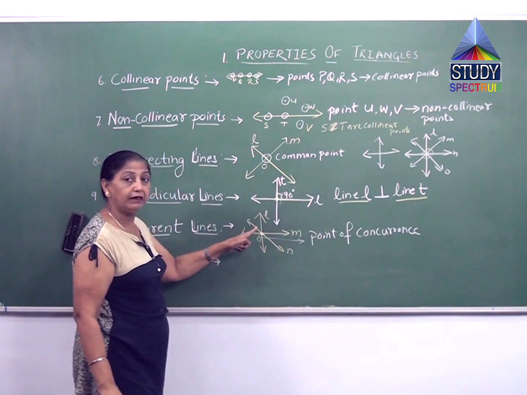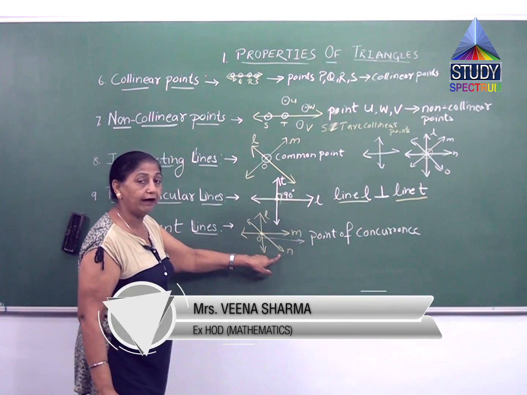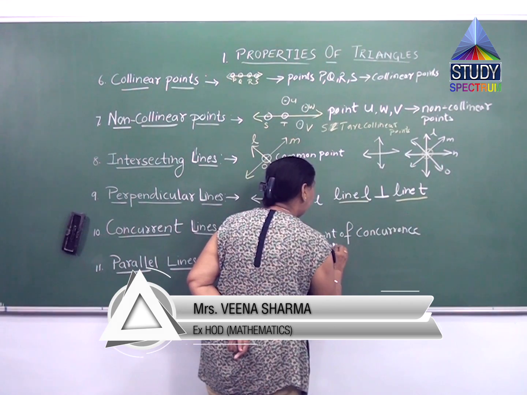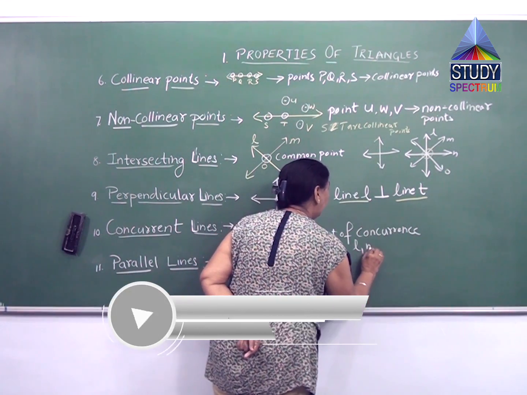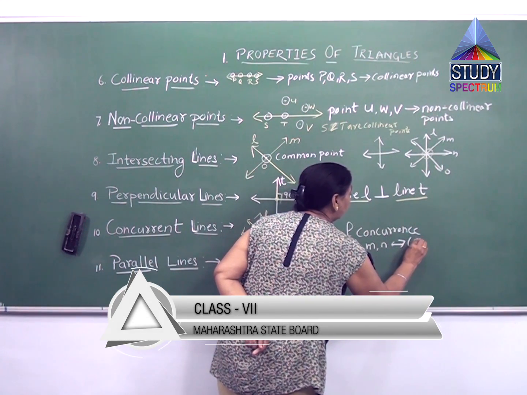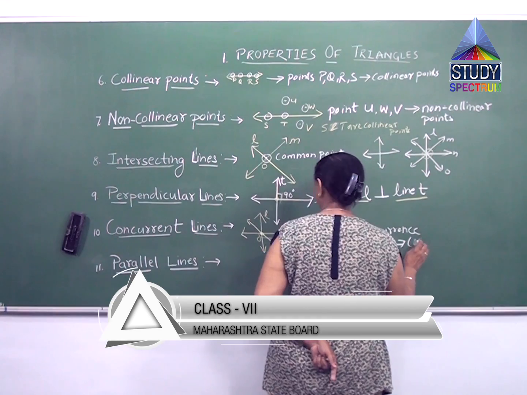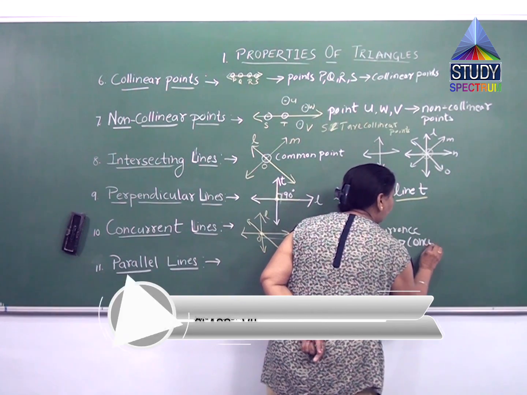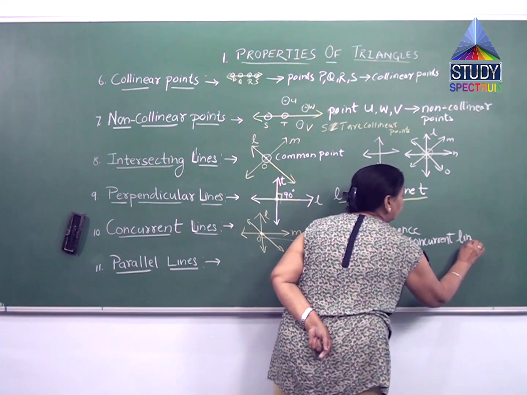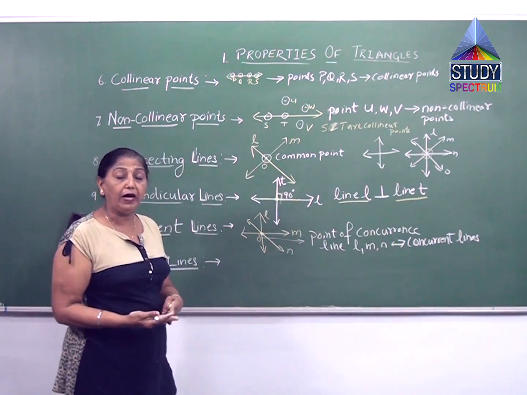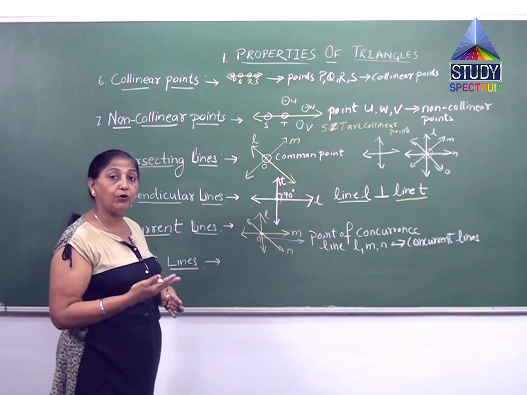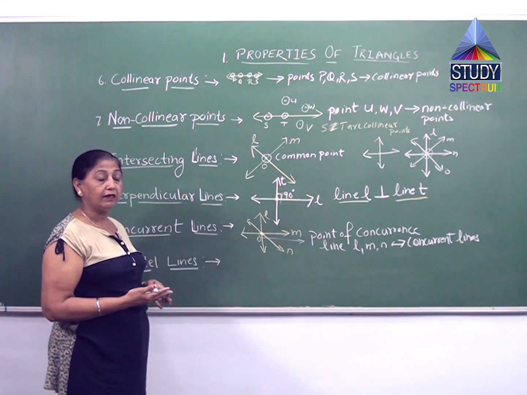And the lines L, M, N are known as concurrent lines. Why are they known as concurrent lines? Because they are passing through the same point. So when more than two lines pass through the same point, then those lines are known as concurrent lines, right?